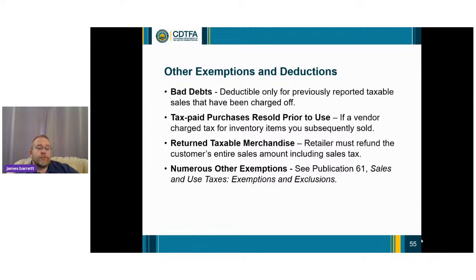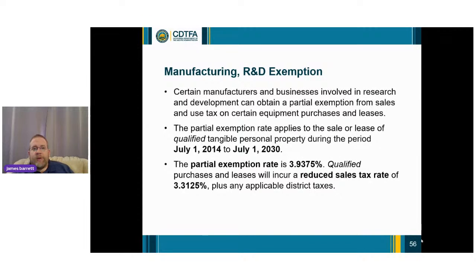Return taxable merchandise. If a customer returns merchandise, buys it in quarter one, returns it in quarter two, you can get back the sales tax you paid on your return. If the customer buys it in quarter one, returns it in quarter one, just go ahead and report lower gross sales. That's easier.